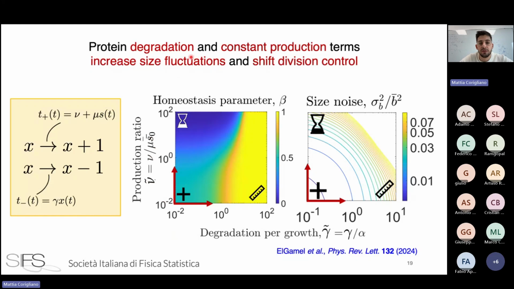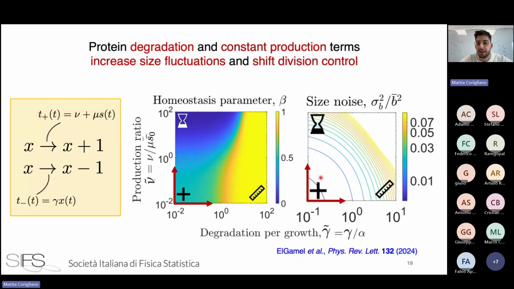And you see that the addition of these two quantities indeed increases size fluctuation from the intrinsic behavior. For example, here you see that by increasing the constant production rate, you increase size fluctuation. And this is true also if you increase degradation, basically because you are allowing for more events, accumulation events, to get to the threshold. So all the dynamics will become more noisy. But you also have the side effect of changing the division control strategy.